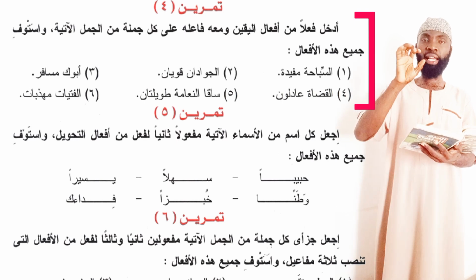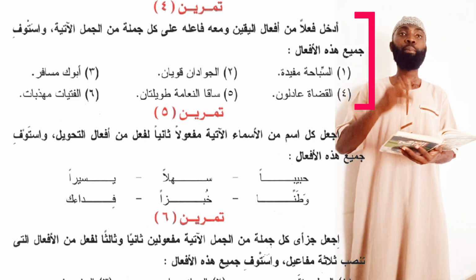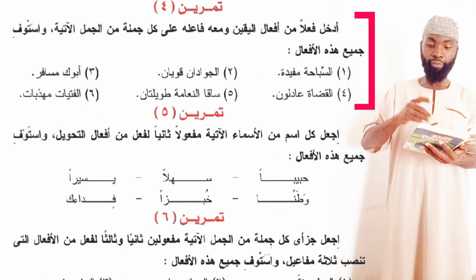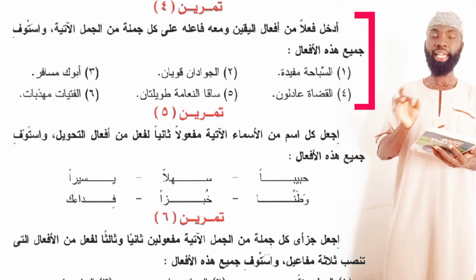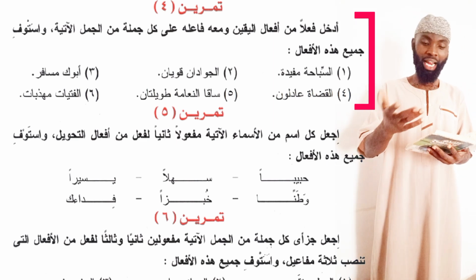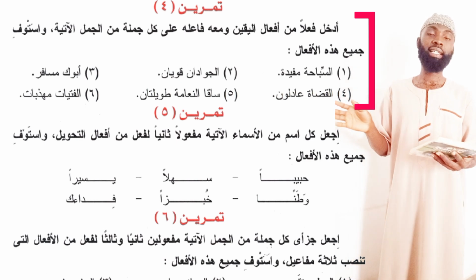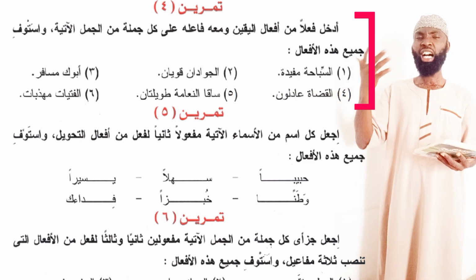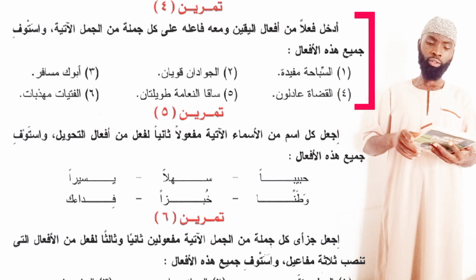Now coming to exercise number 4, it says أدخل فعلا من أفعال اليقين. You are to bring a verb from the verbs of yaqeen, the verbs of certainty we have, and bring the subject with it, then complete the following sentences using all of them. As-sibahatu mufidatun. Mufidatun, I can simply say good. I can simply say alimtu as-sibahata mufidatan. Alima, dara, and the word ta'allama, all of these words fall under af'alul yaqin.